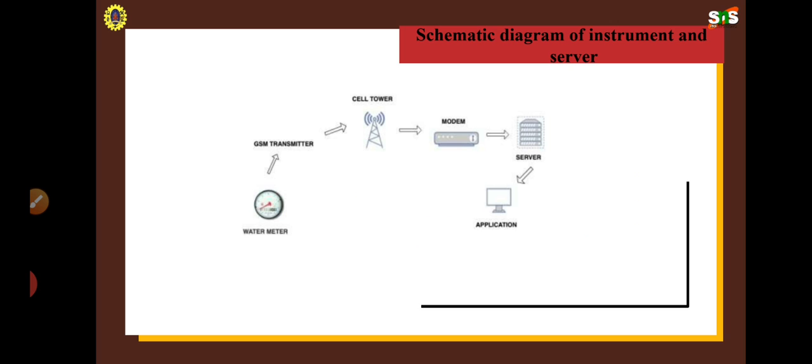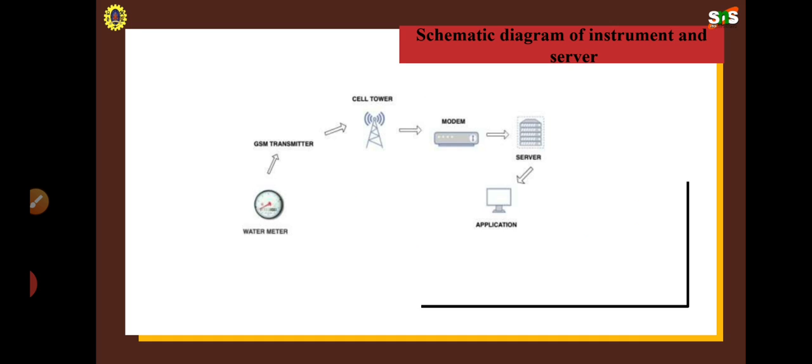For that, this is the diagram of instrument and server. So here we fix a water meter installed at the specific critical points. Each water meter measures the rate of water being leaked at equal intervals of time.